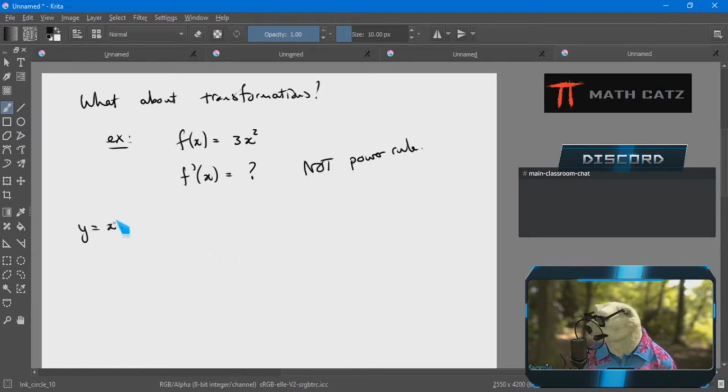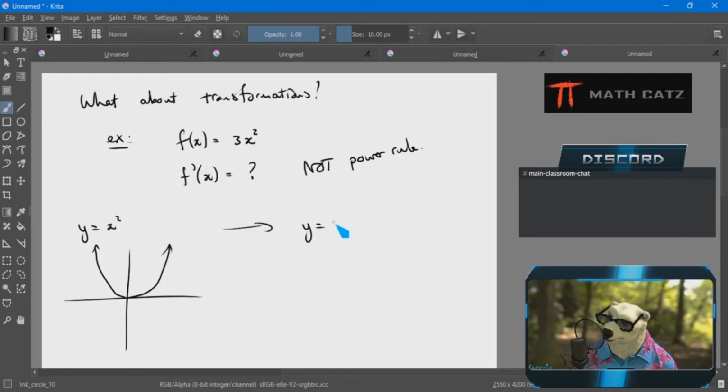If I look at x squared, and I graph a little parabola here, there it is, a little flat. I'm going to go with this one because it's not going to get any better. And I transform it to 3x squared. What is happening to the graph? Everything gets stretched a little bit, right?